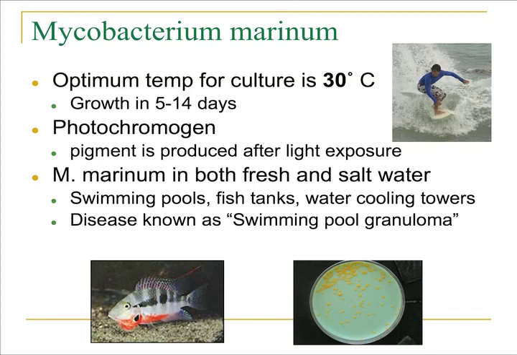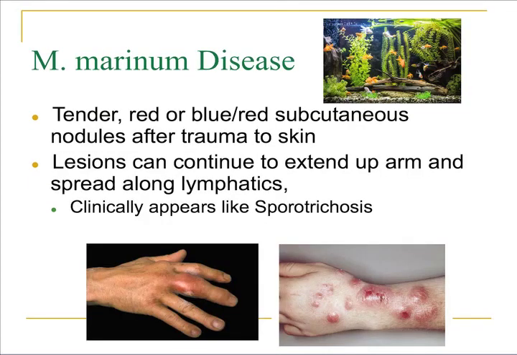When you see this disease, it is usually a tender red or blue-red subcutaneous nodule as shown on the next slide. And it can occur after trauma to skin, such as scraping your arm against the rocks cleaning out a fish tank. You can start with one primary lesion, of course, as on the left-hand picture, but the lesions can continue to extend up the arm and spread along the lymphatics.